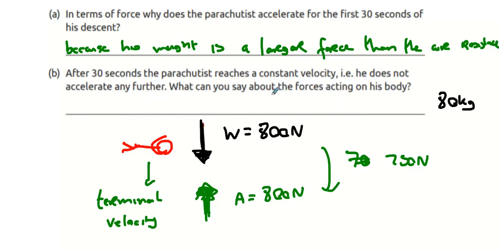After 30 seconds, the parachutist reaches a constant velocity. He does not accelerate any further. What can you say about the forces acting on his body? The forces are balanced. Air resistance equals his weight. Okay, everybody cool with that?